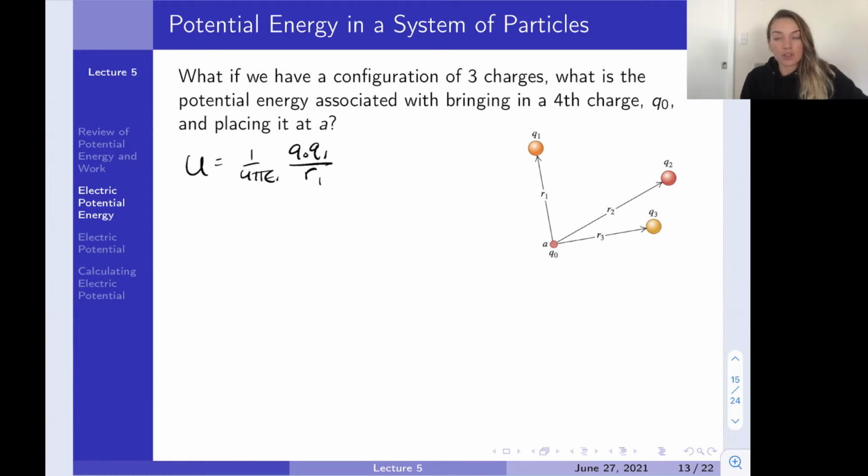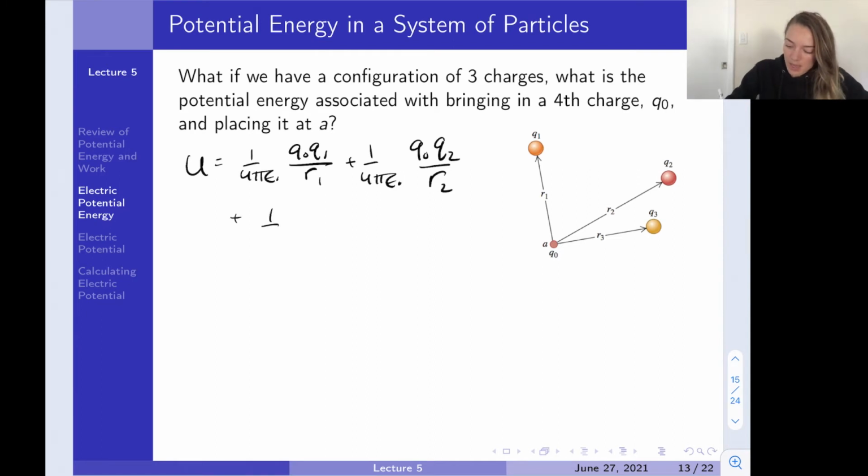But now we also have charge 2. But we know what we would do if it was just Q0 and Q2. We would just have the exact same formula, but we would have Q0 and Q2 instead, and the distance between those. And the same thing for charge 3. If it was just charge 3 we were looking at, we would know exactly how to write it.